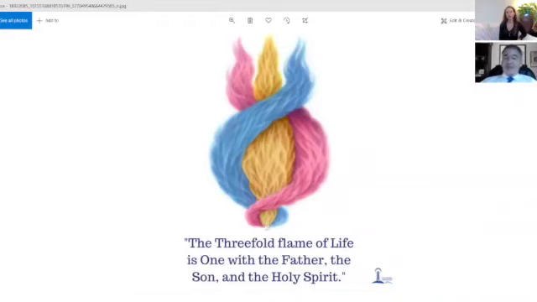It's 1/16 of an inch tall. It's called the threefold flame of life. It has 3 plumes, a blue one, a yellow one, a pink one. And we describe these as Father, Son, and Holy Spirit. We describe these as power, wisdom, and love. We describe these as Brahma, Vishnu, and Shiva.